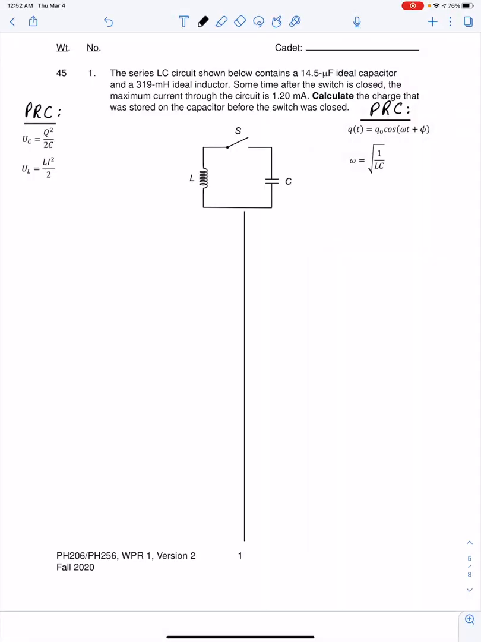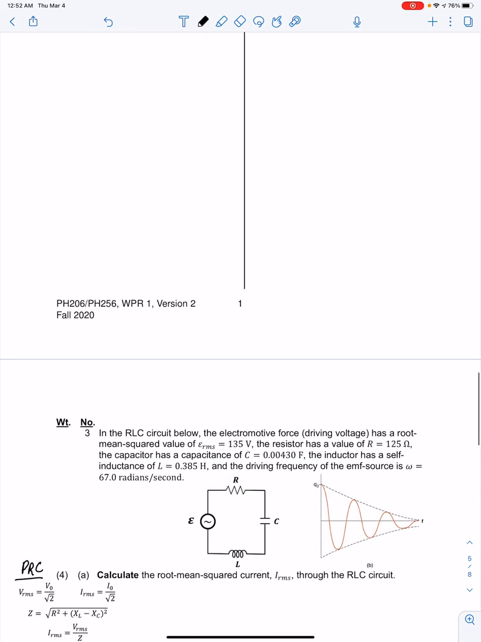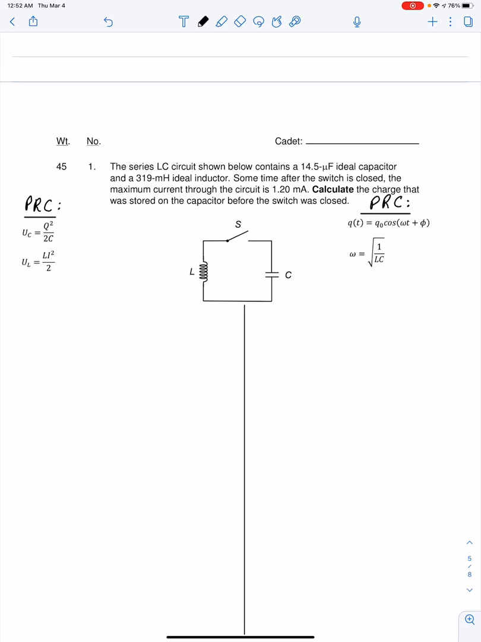Team, now we're going to be talking about LC circuits, inductor capacitance circuits. And in this one, it is basically an energy problem. It is asking us to solve for the charge that was stored at the capacitor before the switch was closed. And it was also giving us the maximum current through the circuit.